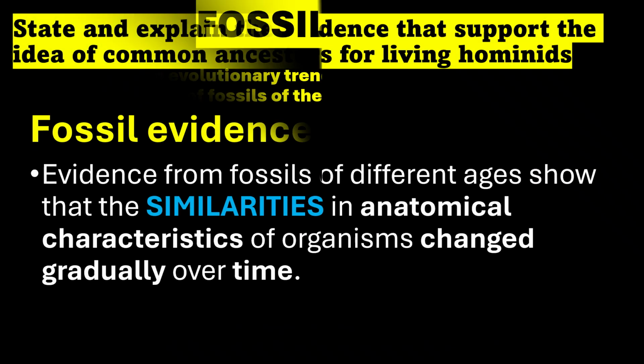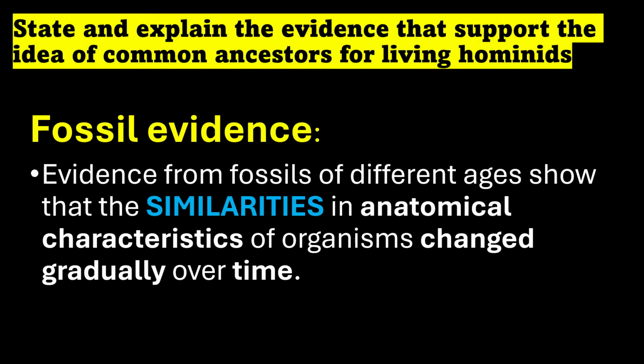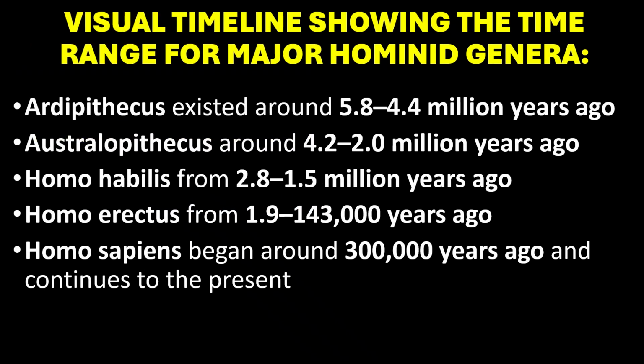So, question: state and explain the evidence that support the idea of common ancestors for living hominids. So we have fossil evidence. How does it support evolution? Fossil evidence, evidence from fossils of different ages, they show that the similarities in anatomical characteristics of organisms, they change gradually over time. So we have here the visual timeline according to the exams guide.